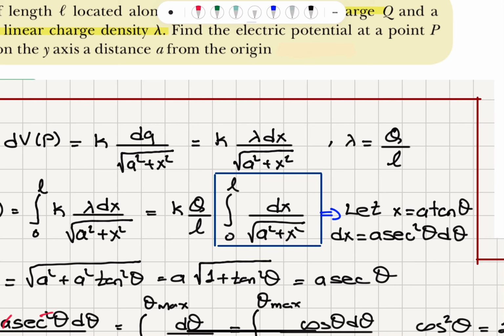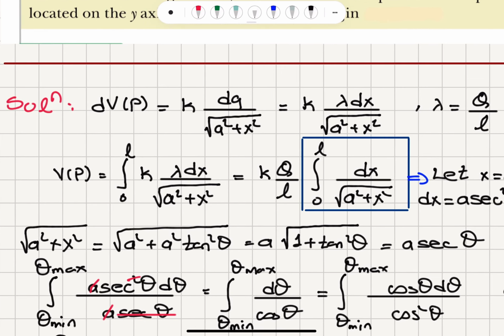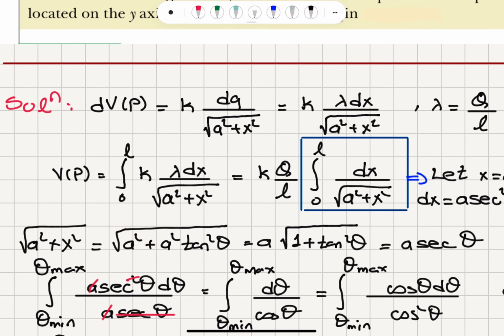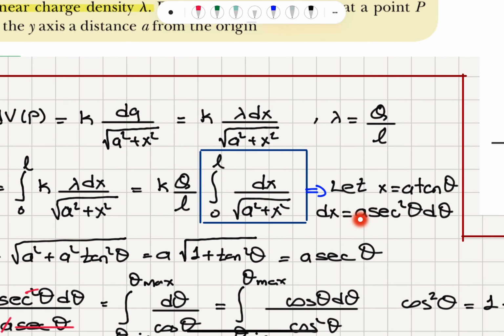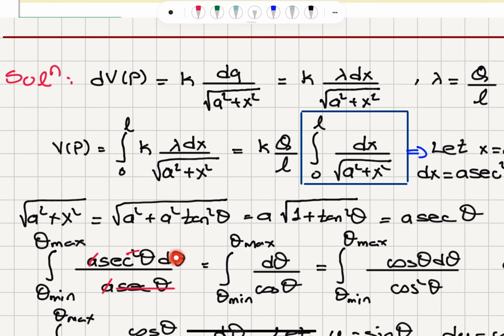I go from x to theta as x equals a tangent theta, dx equals a secant squared theta d theta, and square root of a squared plus x squared becomes square root of a squared plus a squared tangent squared theta, which is a secant theta. So for dx, I substitute a secant squared theta d theta. For square root of a squared plus x squared, I substitute a secant theta.